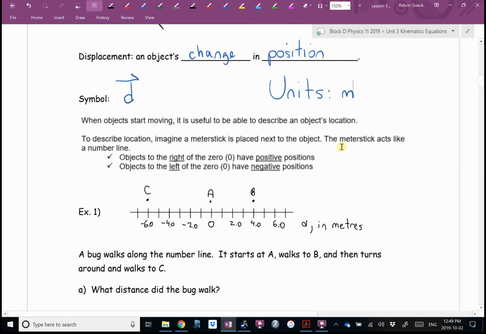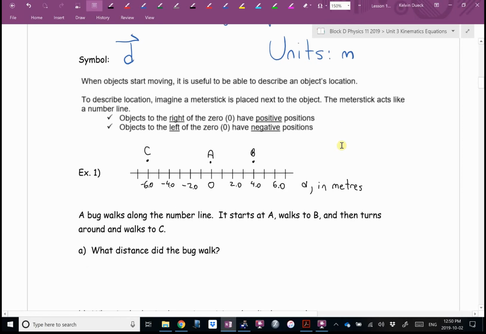Sometimes when objects start to move, it's useful to be able to describe their location. Often we'll use an imaginary number line the same way I had you just counting in front of you and you were kind of imagining a little number line there. We'll use an imaginary one, or we'll give you one in the diagram. Usually it'll be an imaginary one because these are a pain to do in Word. Graphics suck in Word. So to describe location, you can imagine a meter stick is placed next to the object. The meter stick acts like a number line.